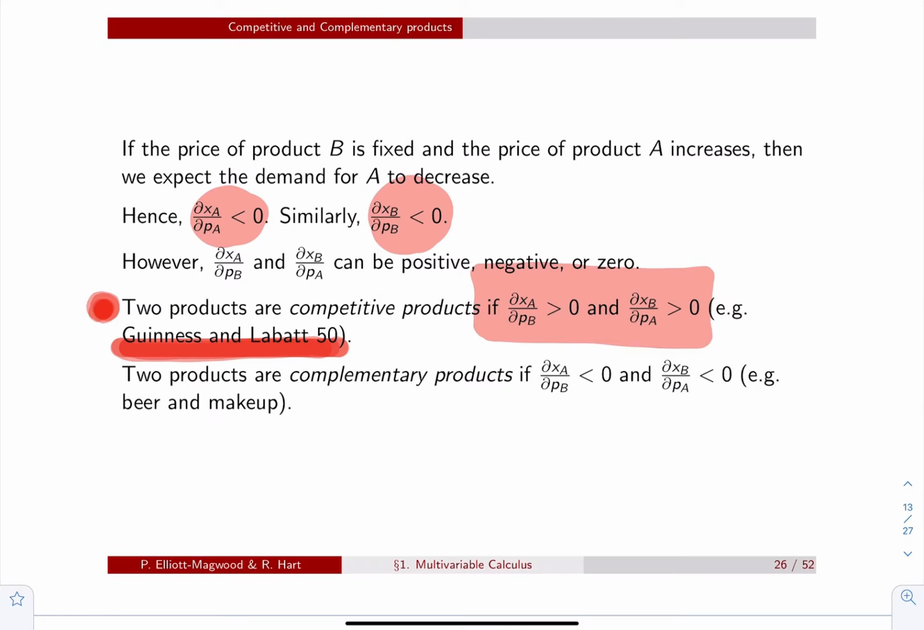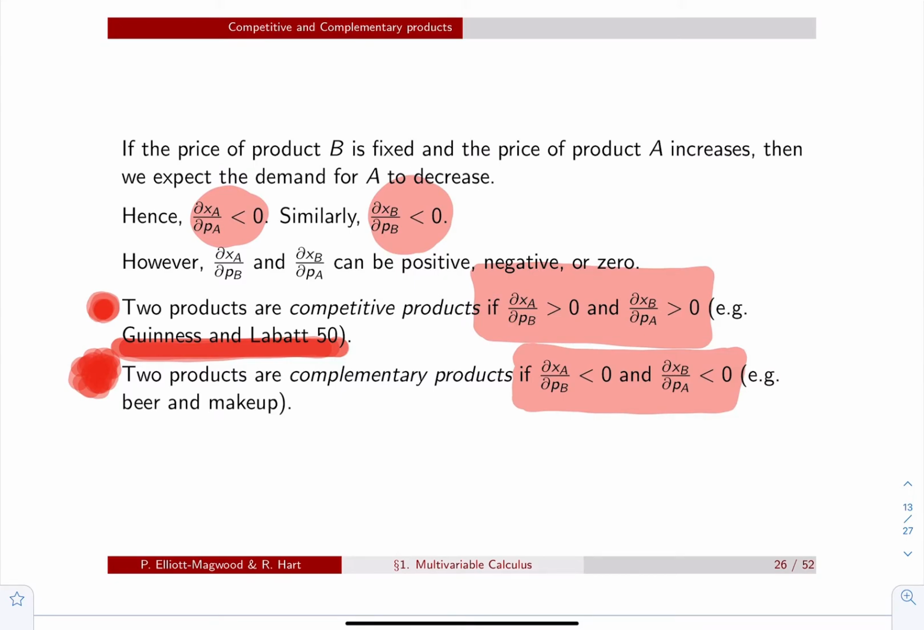Now you can have the reverse scenario. We're going to say that two products are complementary if both partial derivatives are strictly negative. So if del XA over del PB is strictly less than 0, and del XB over del PA is strictly less than 0 also. So here the idea, very quickly, is that you basically need those two products. And if the price of one product is going up, then you don't have more money to buy the other one, because you're just going to have less money overall.